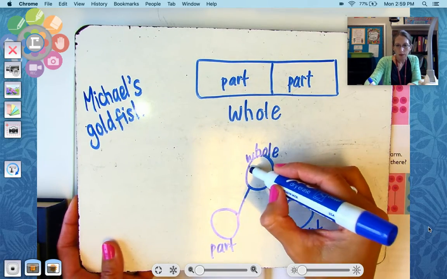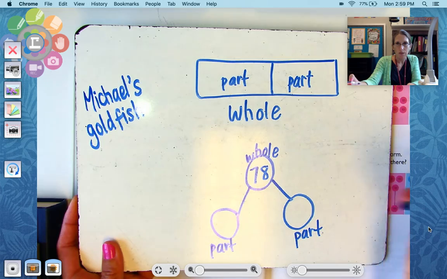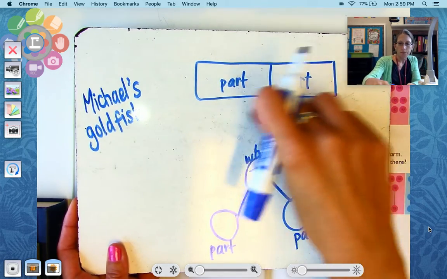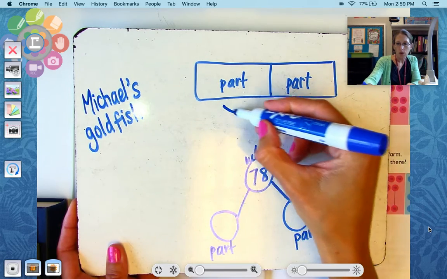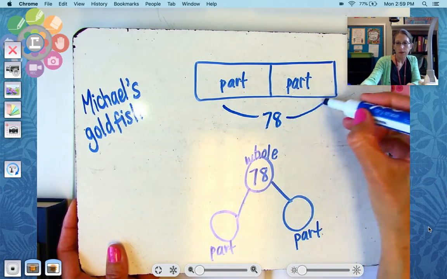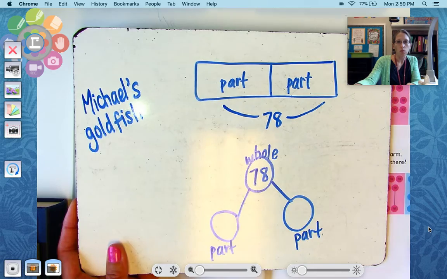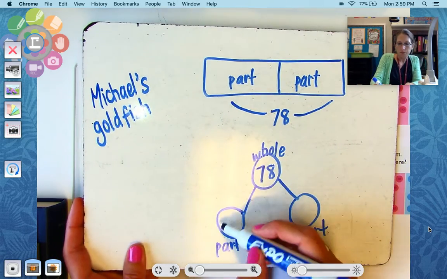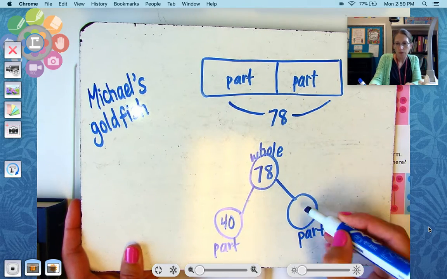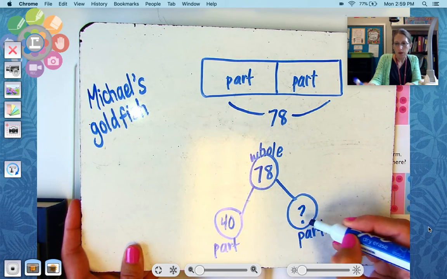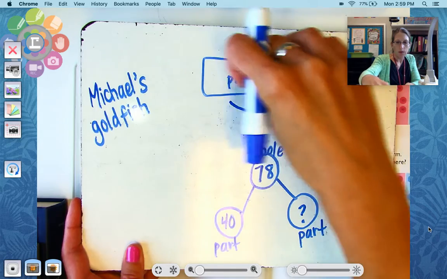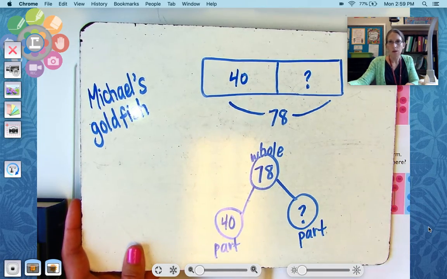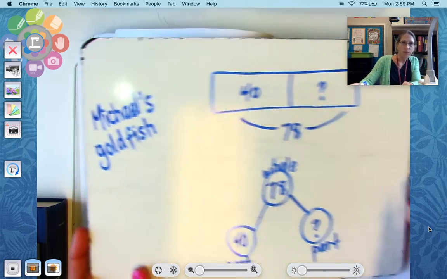In our number bond, here's the 78. He started with 78 goldfish. And if we wanted to do that with our unit bar, we would draw a little bracket here. And the little bracket means this whole thing is our whole number. So he had 78 and he sold 40 of them. So that would be one of the parts. Question mark goes over here. And then in my unit bar, he sold 40 of them. And then our question mark is how many did he have left?